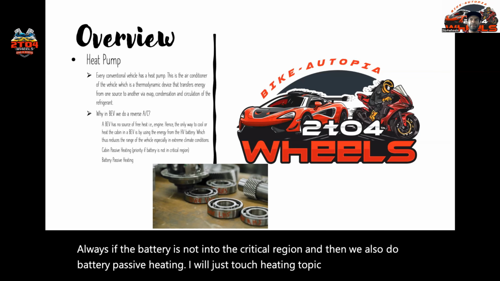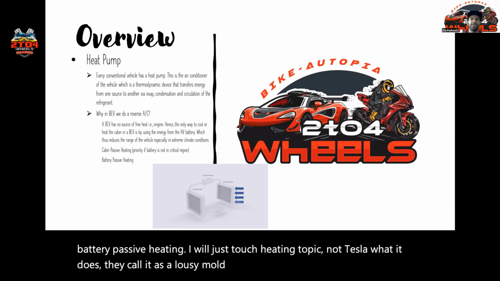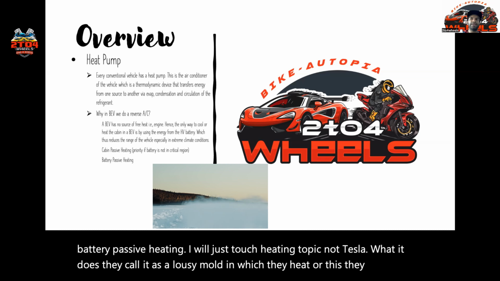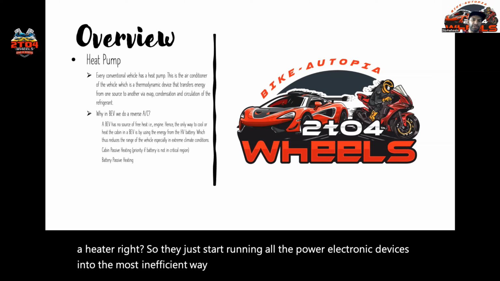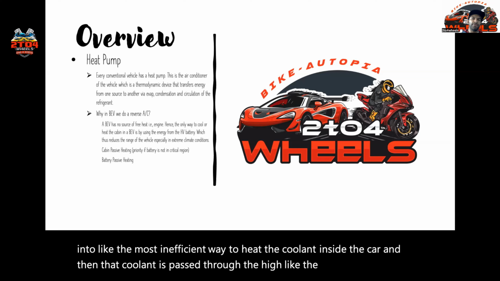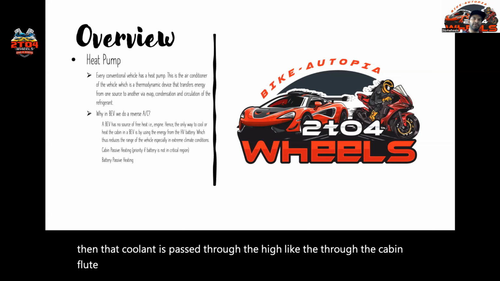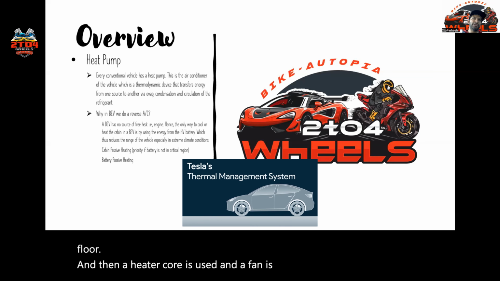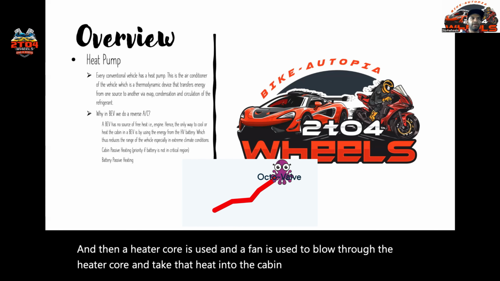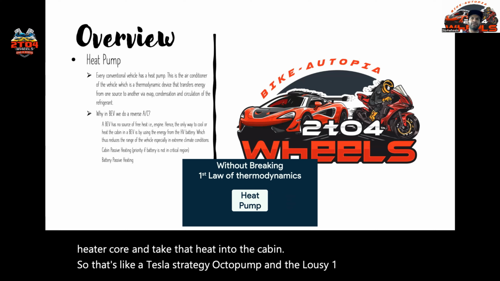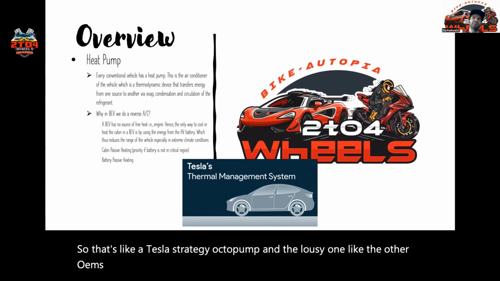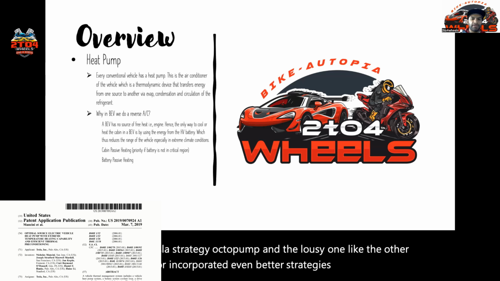Now Tesla, what it does, they call it a lousy mode, in which they don't have a heater, right? So they just start running all the power electronic devices in the most inefficient way to heat the coolant inside the car, and then that coolant is passed through the cabin loop, and a heater core is used and a fan is used to blow through the heater core and take that heat into the cabin. So that's the Tesla strategy, the Octovalve and the lousy mode. But the other OEMs have incorporated even better strategies, and I'll touch base on that here.